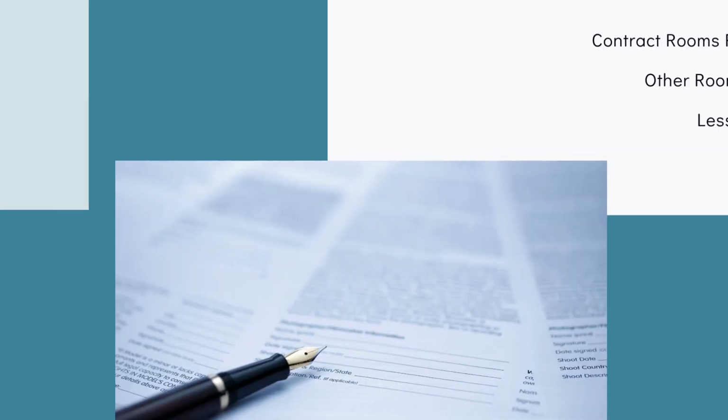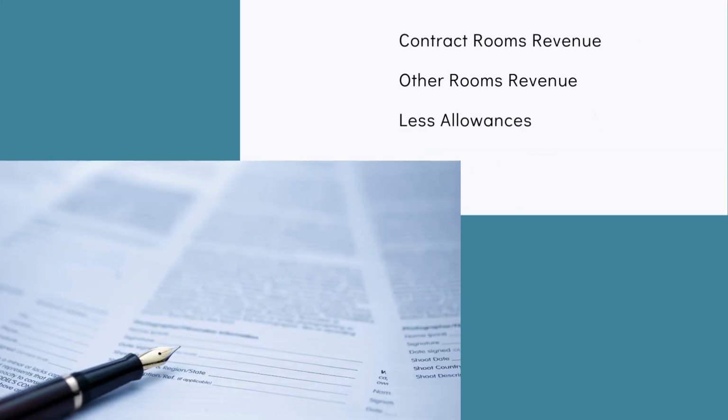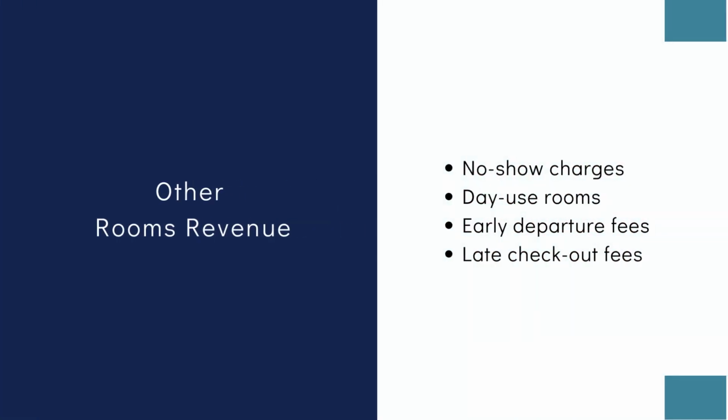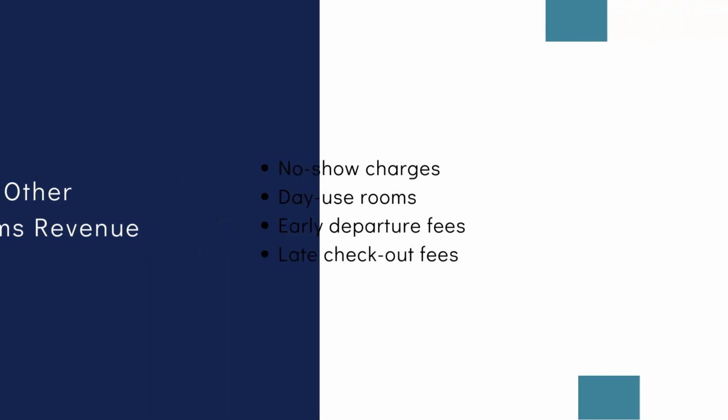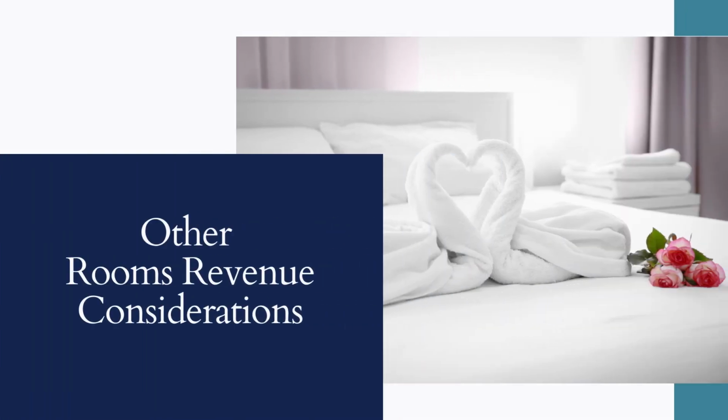The next categories are contract rooms and other room revenue. Other rooms revenue covers miscellaneous guest room related income like no-show charges, day-use rooms, early departure fees, and late checkout fees. But there's more to the story. While room revenue might seem neatly categorized, there are considerations that impact how these revenues are assigned to the rooms department. Lucky for us, the USALI doesn't just offer guidance but also practical examples of revenue calculations.